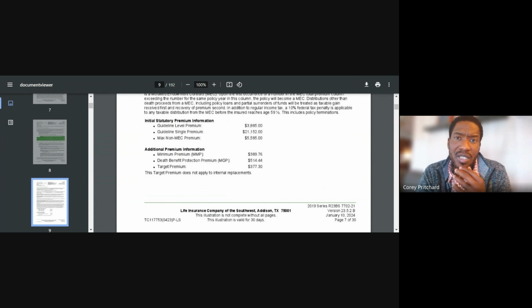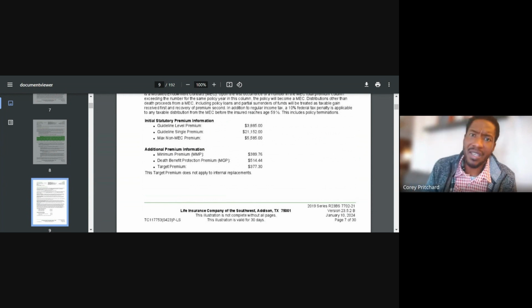Because what happens is if the money's not paid back when the insured dies, the beneficiary, whoever the beneficiary is, is going to get whatever the proceeds are minus the loan. So minus whatever you didn't pay, and if there was interest, minus that interest. And it's okay.